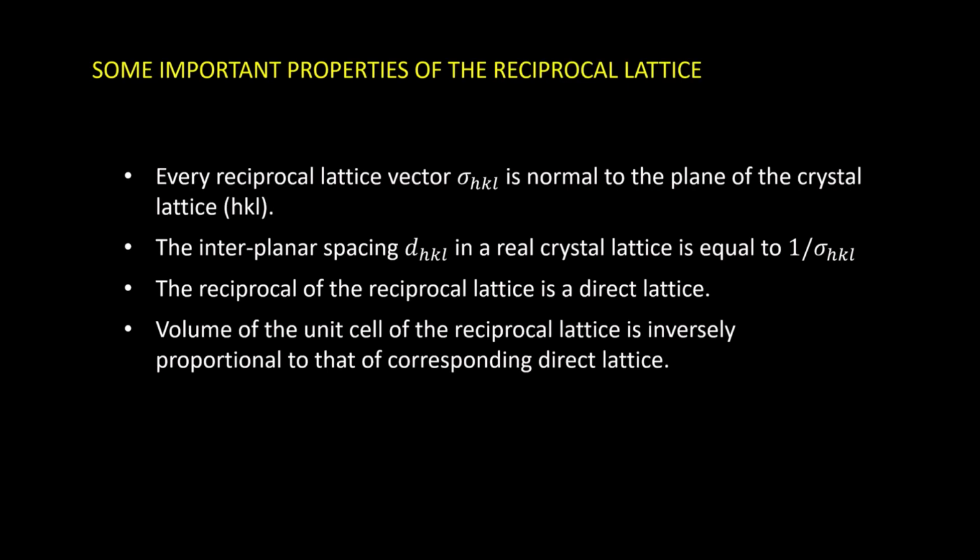Before concluding this section, let's quickly revise the important properties of a reciprocal lattice. Every reciprocal lattice vector sigma HKL is normal to the plane of the crystal lattice. The interplanar spacing DHKL in a real crystal lattice is equal to 1 by sigma HKL. The reciprocal of the reciprocal lattice is a direct lattice. Volume of the unit cell of the reciprocal lattice is inversely proportional to that of the corresponding direct lattice.